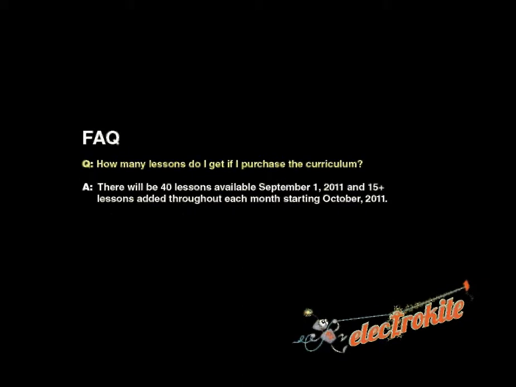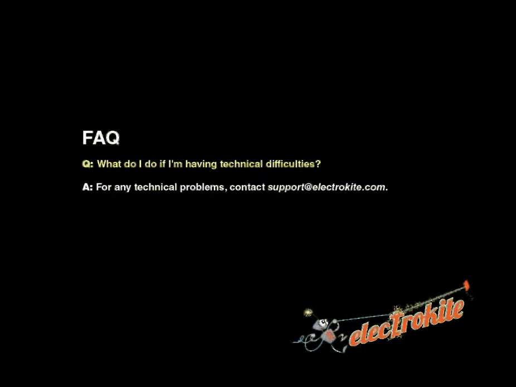How many lessons do I get if I purchase the curriculum? There will be 40 lessons available September 1st, 2011, and 15 or more lessons added throughout each month starting in October 2011. What do I do if I'm having technical difficulties? For any technical problems, contact support@electrakite.com.